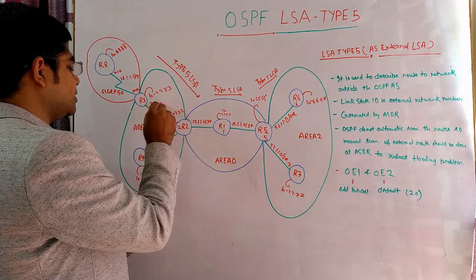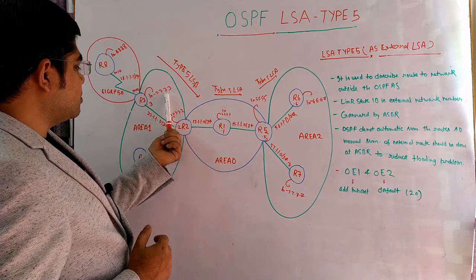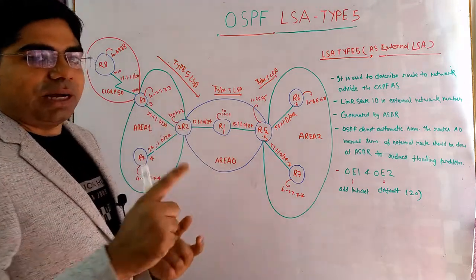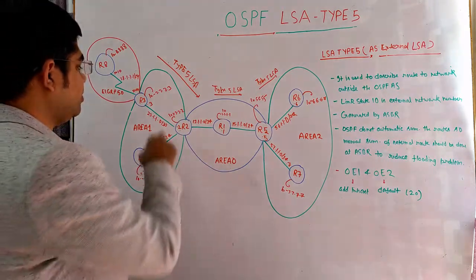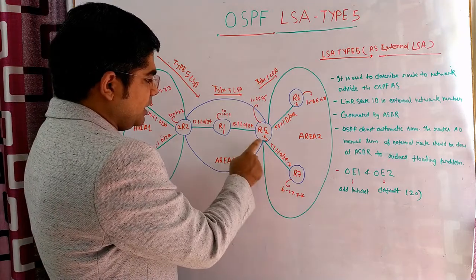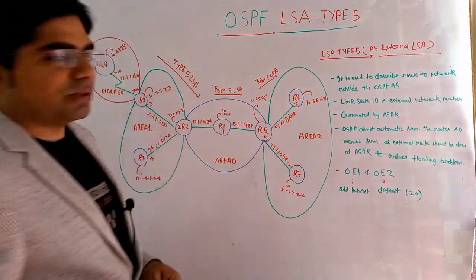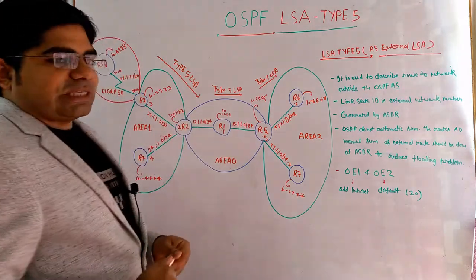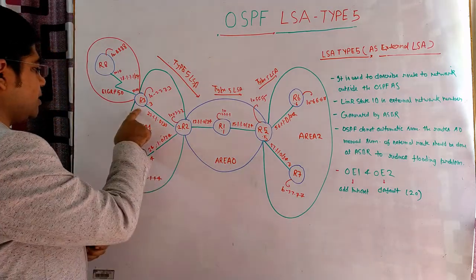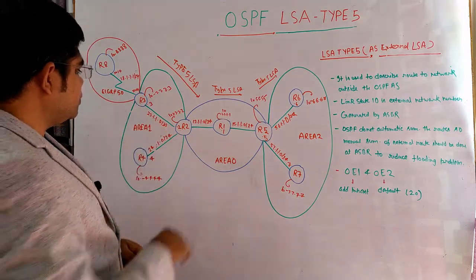As it is generated by the ASBR, the advertised router will always be the ASBR router ID, 3.3.3.3. Although it is passing the LSA along, it is generated by this router only, so the advertised router will always be 3.3.3.3. OSPF does not summarize routes automatically, so manual summarization should be done at router 3, the ASBR, so that we can reduce the flooding problem.